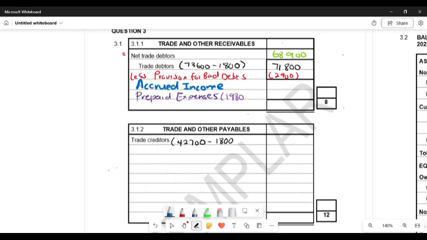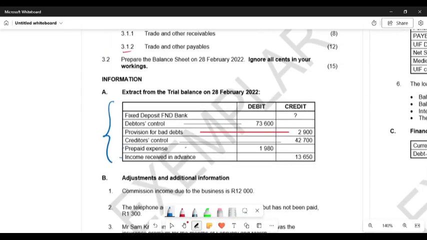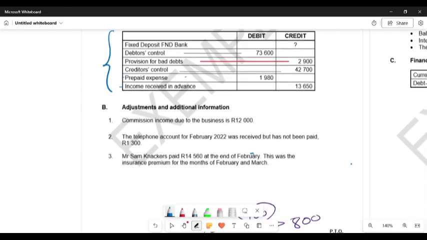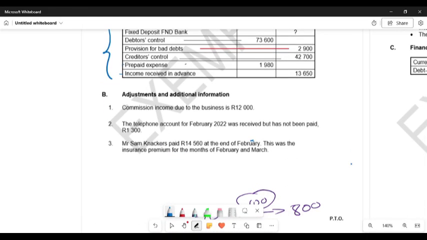So after you've looked at your balances, now you can go to your adjustments. Now remember, what exactly is accrued income? So we're starting off with accrued income. This is the income that you didn't receive fully, right? So if you could look into transaction one, commission income due to the business is 12,000. Remember, this amount can only be due if it wasn't paid fully, right? So you were supposed to receive commission income of 12,000 and we didn't receive it.